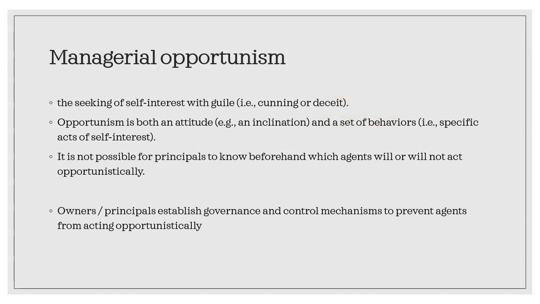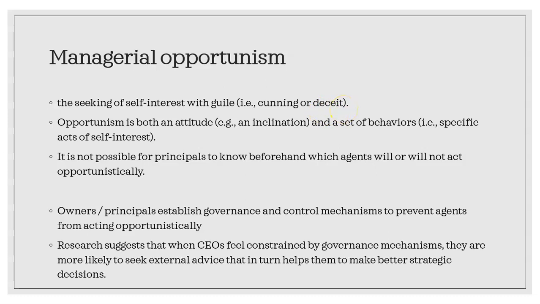So owners and or principals establish governance and control mechanisms to prevent agents from acting opportunistically. And research suggests that when CEOs feel constrained by governance mechanisms, they are more likely to seek external advice that in turn helps them to make better strategic decisions. Because these mechanisms are in place, the CEO has no choice but to go to the board for advice or consult other managers rather than act in his own interest. So these mechanisms prevent managers from acting opportunistically.